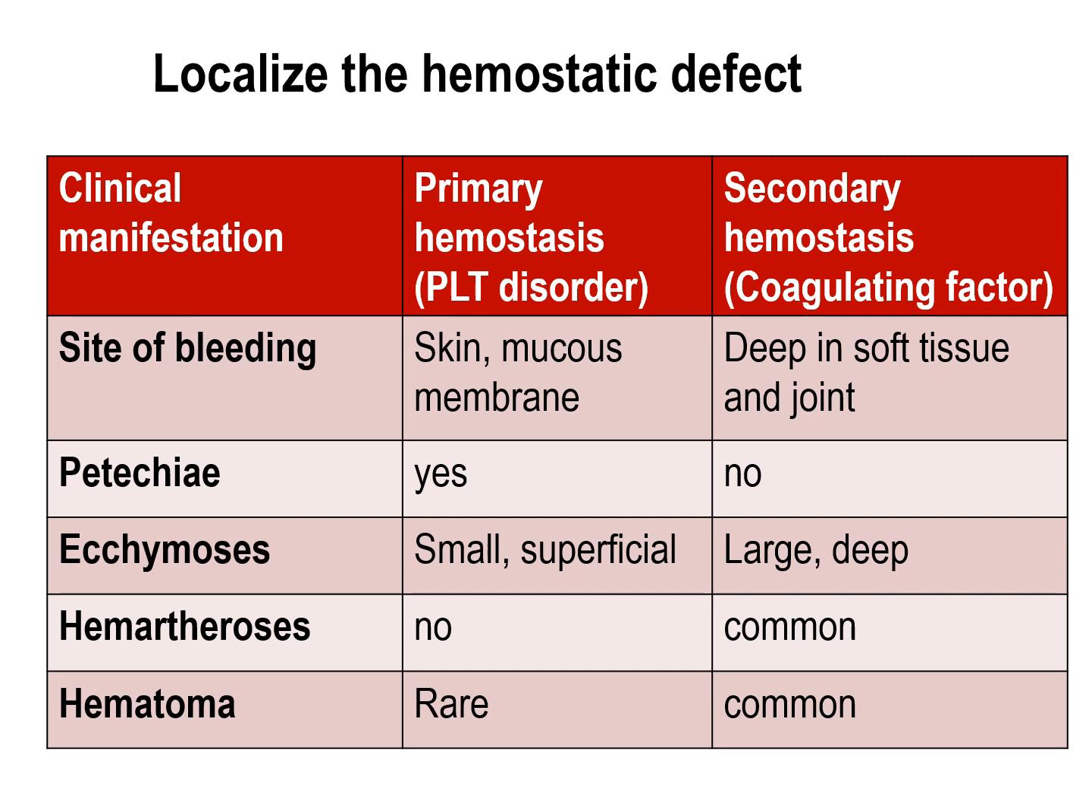Petechial rash is usually common in primary hemostasis, while it is not in secondary. Ecchymosis is usually small and superficial, while it is large and deep in secondary hemostasis. Hemarthrosis usually does not occur in a primary hemostatic defect, while it is common in secondary. Hematoma is rare in a primary hemostatic defect, while it is common in secondary.